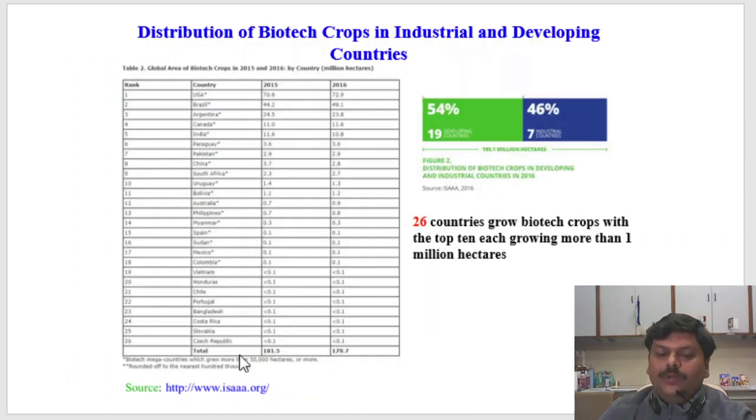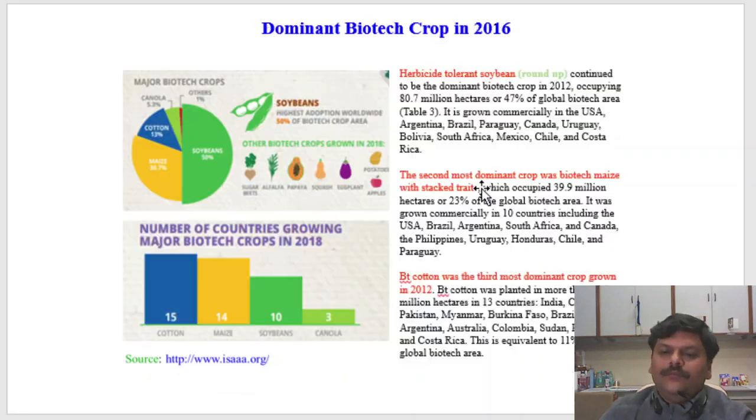And there are now around 26-27 countries growing different types of biotech crops. India is also in this list, and we grow Bt cotton as a GM crop in our country. The major biotech crops are soybean, maize, cotton, and canola.